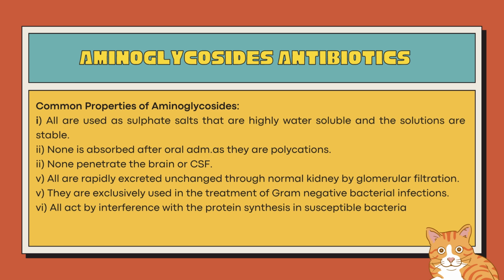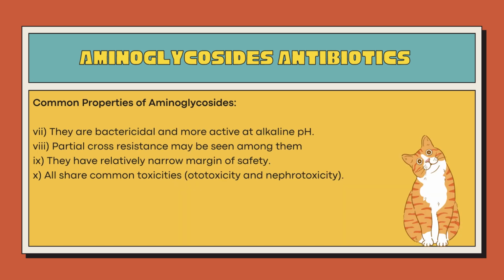Sixth, all act by interference with protein synthesis in susceptible bacteria. Seventh, they are bactericidal and more active at alkaline pH. Eighth, partial cross-resistance may be seen among them. Ninth, they have a relatively narrow margin of safety. And lastly, the tenth, all share common toxicities such as ototoxicity and nephrotoxicity.